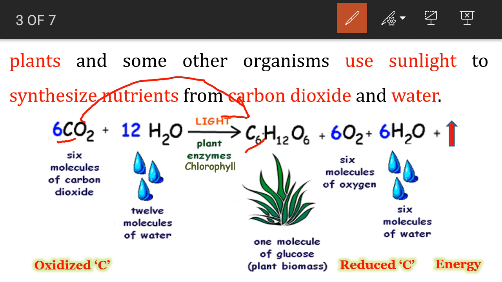Another significant implication of this photosynthetic reaction is that, as you can see here, the plant is utilizing sunlight energy to convert carbon dioxide and water into carbohydrate form. Ultimately, it means light energy is converted into chemical energy.